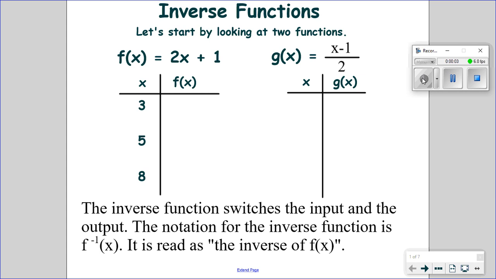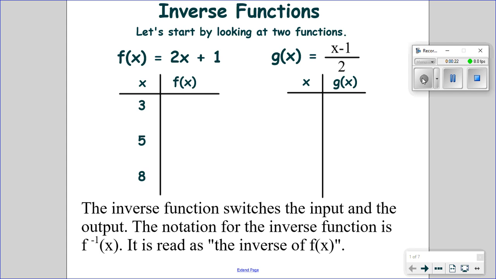Hi everyone. In this video, you're going to learn about inverse functions. So let's start by looking at two functions. The first function is f of x, which equals 2x plus 1, and the second function is g of x, which equals x minus 1, all divided by 2.